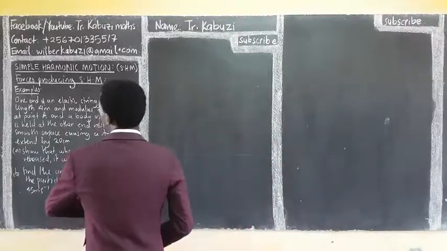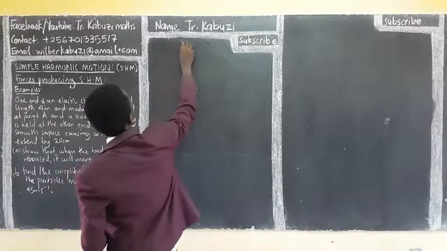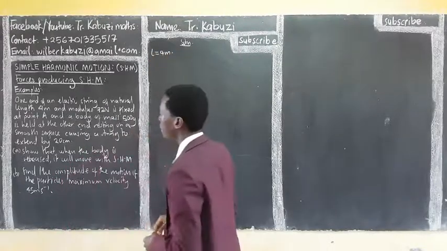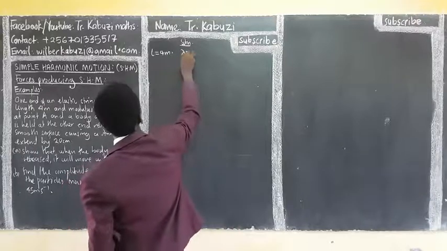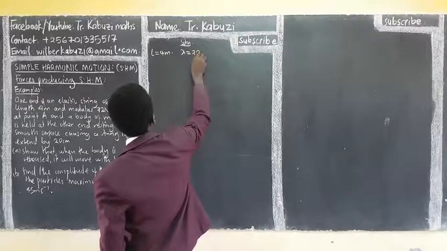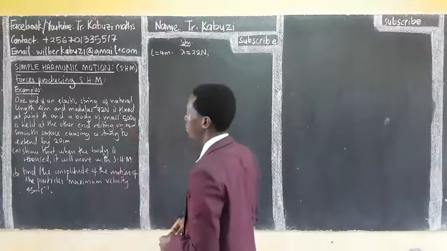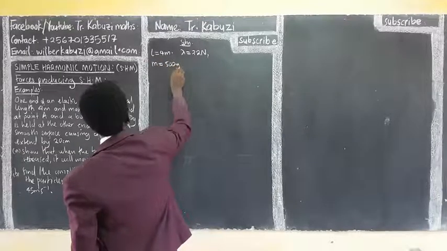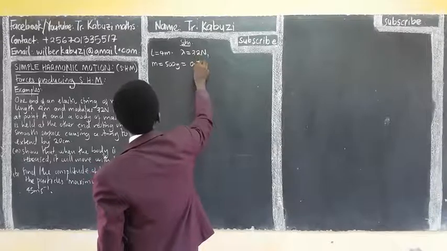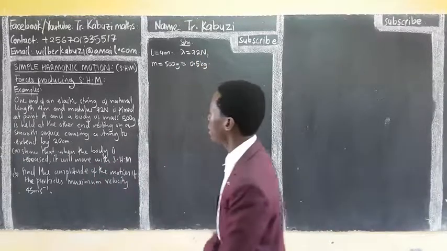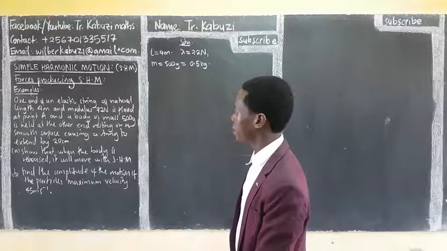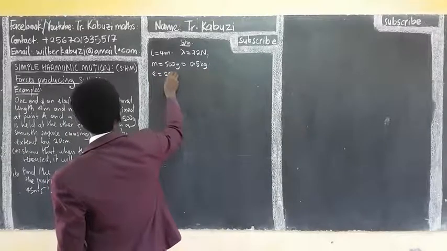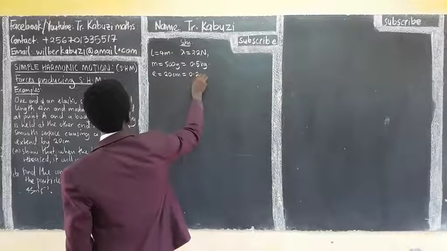From there, I see that they are giving me the natural length. So in my solution, I have the natural length L as 4 meters. I also have the modulus of elasticity as 72 newtons. I also have the mass, 500 grams, which is equal to 0.5 kilograms. The surface is smooth. They are also giving me the extension, which is 20 centimeters, the same as 0.2 meters.